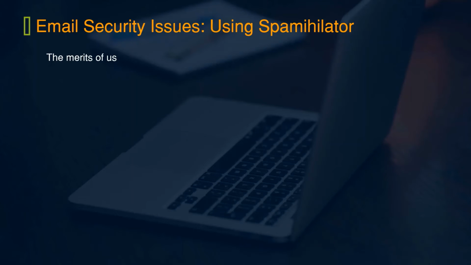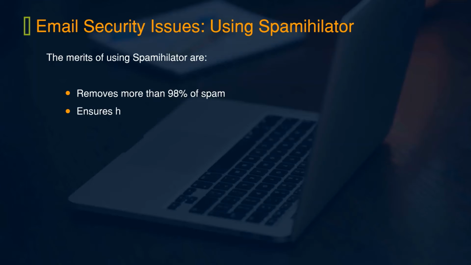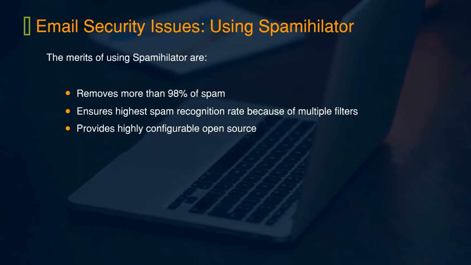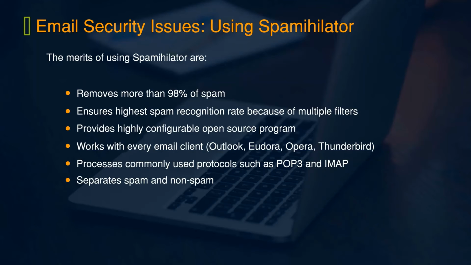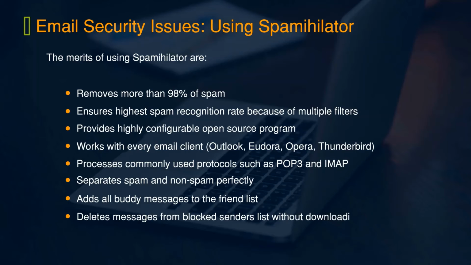The merits of using Spamihilator are: removes more than 98% of spam mails before they enter the inbox, highest spam recognition rate because it uses multiple filters, highly configurable open source program. Spamihilator works with almost every email client such as Outlook, Eudora, Opera, Thunderbird, etc. Processes commonly used protocols such as POP3 and IMAP. Best possible separation between spam and non-spam is achieved, adds all buddy messages to the friend list, deletes messages from blocked senders list without downloading them.